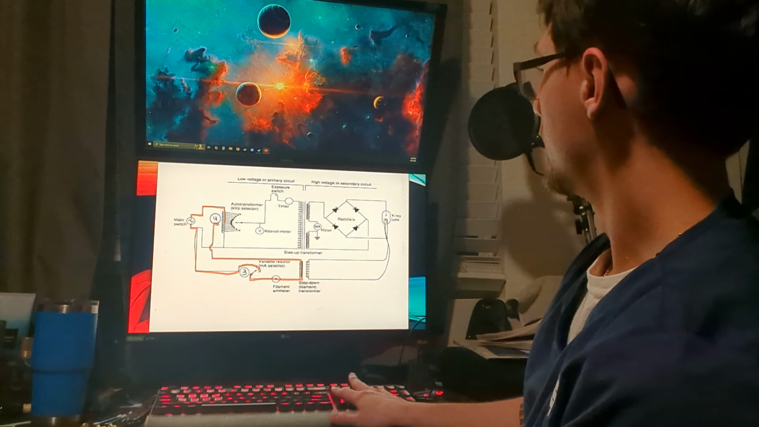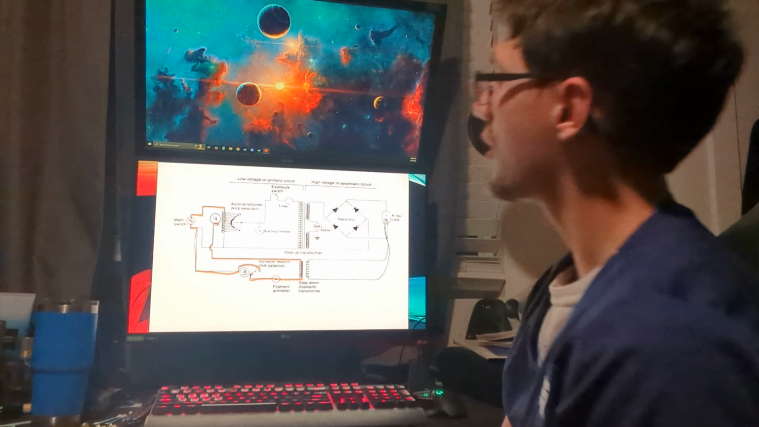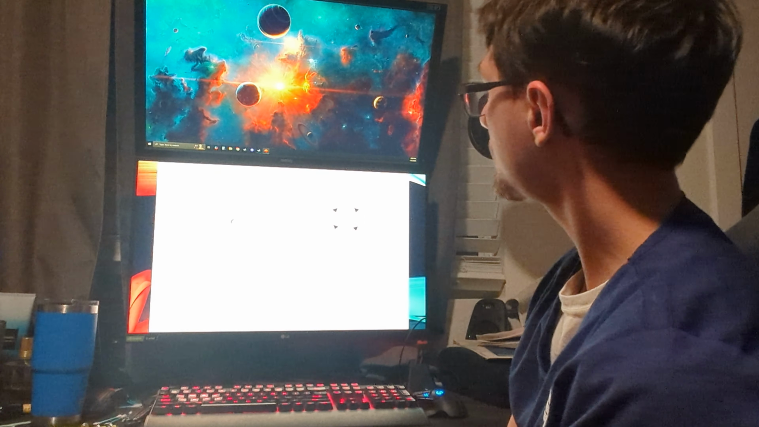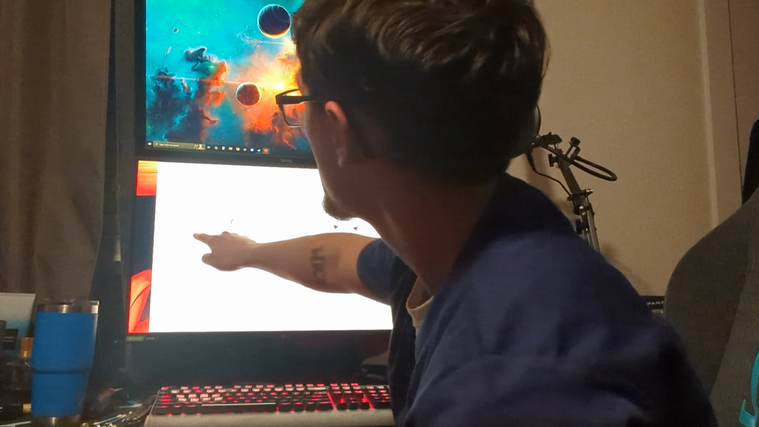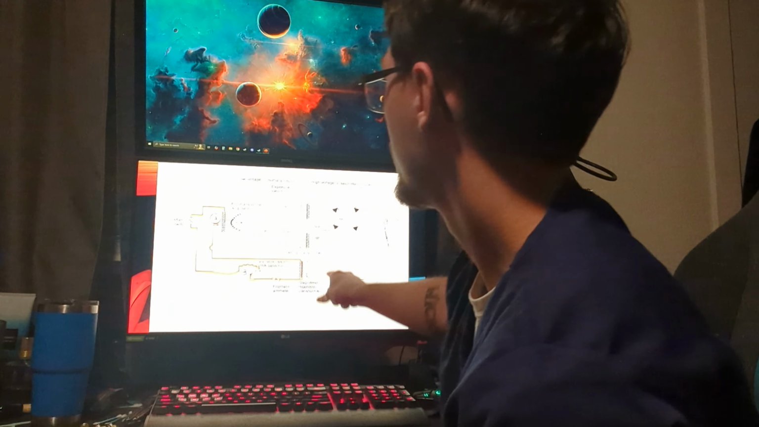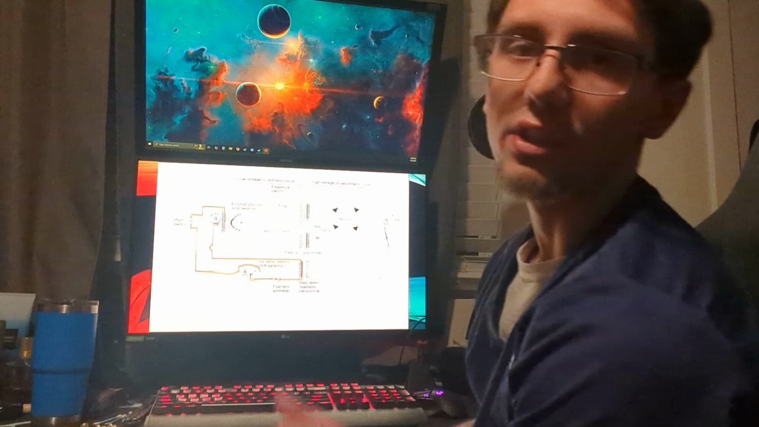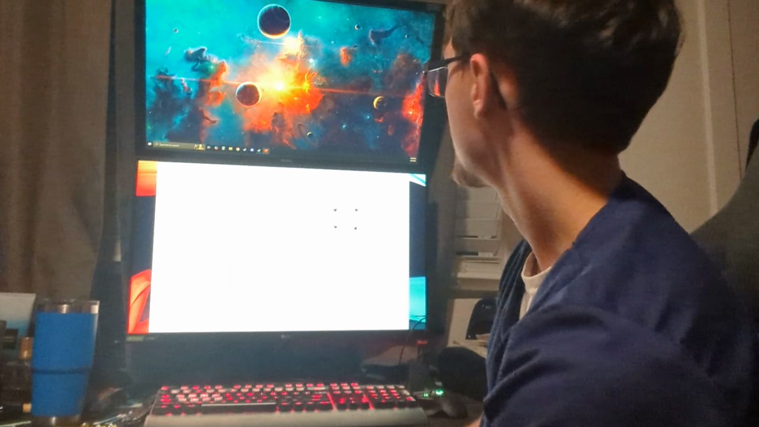Okay, so now let's talk about the actual filament circuit. The filament circuit is going to be a little bit more simple. So you see the path of the electricity here. The orange is going to be the path. But I'll go over some of the actual points of interest inside of this.